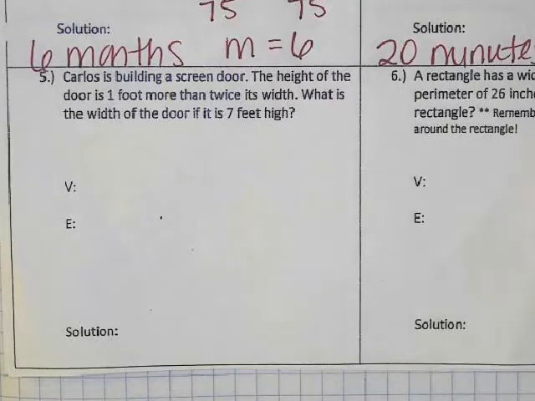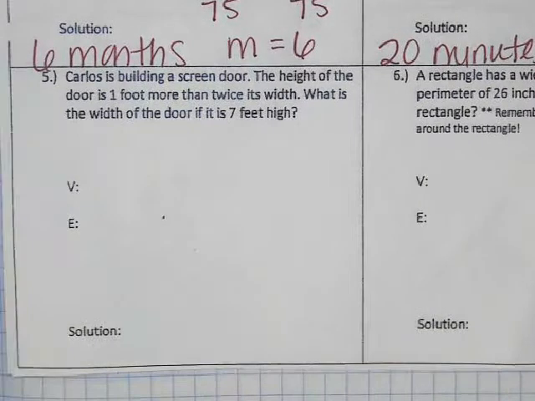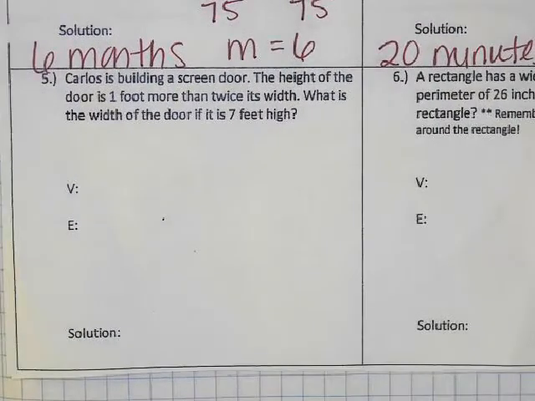Moving on to number 5, Carlos is building a screen door. The height of the door is 1 foot more than twice its width. What is the width of the door if it is 7 feet high? This is a really tricky one, okay? And especially with the wording, you have to be careful that you know what your information is.